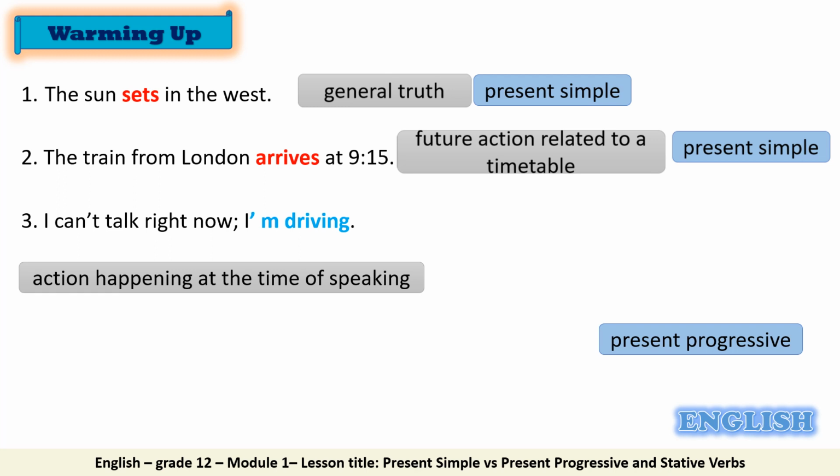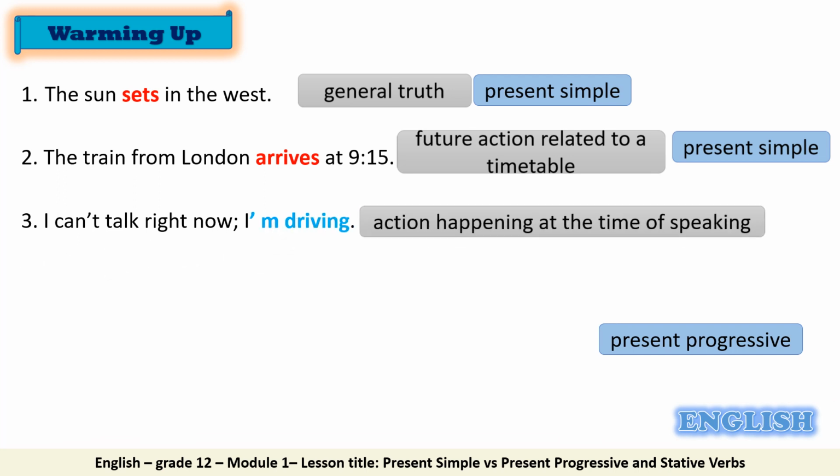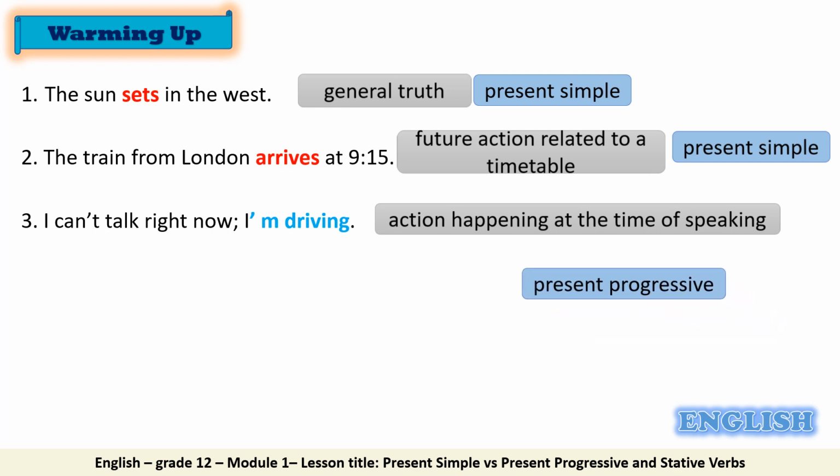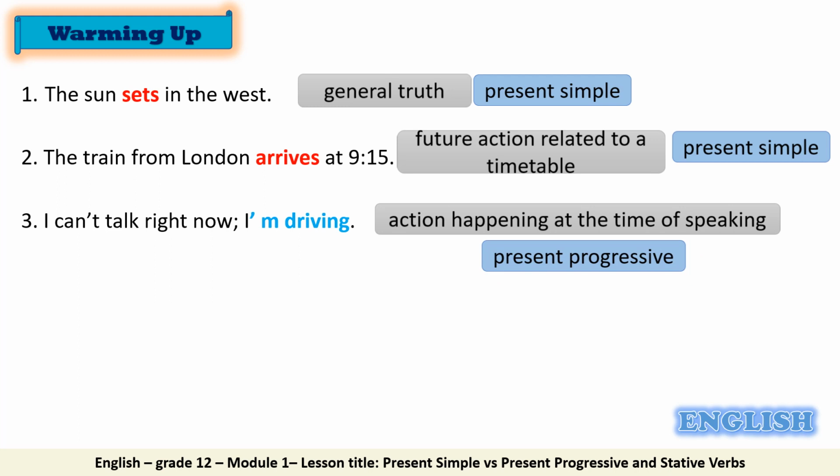I think it's evident now that sentence 3, I can't talk right now, I'm driving, expresses an action happening at the time of speaking. It is evident too that the tense used is the present progressive tense. I'm driving. What about you? What are you doing right now? You are certainly watching the video, right?